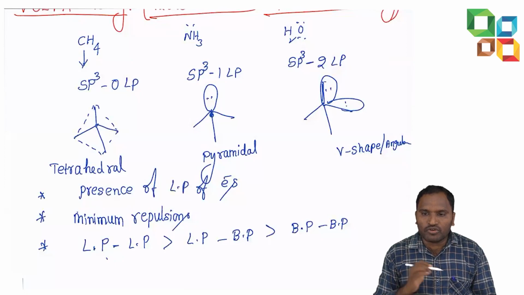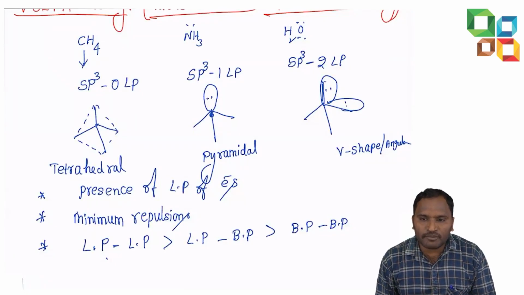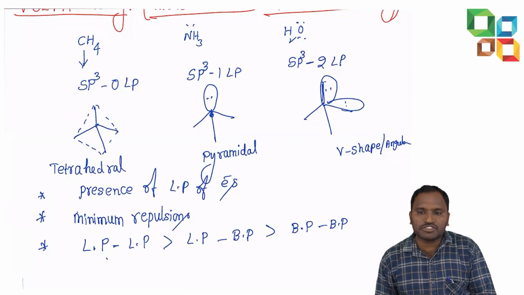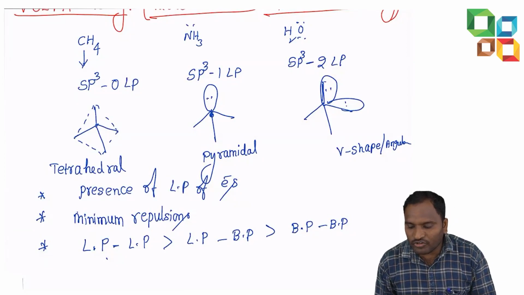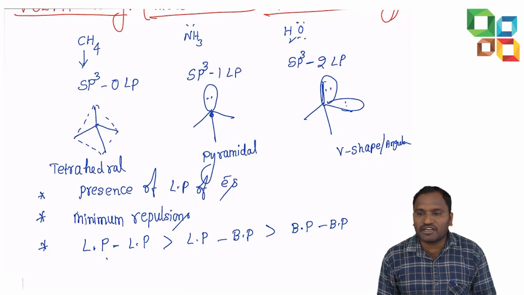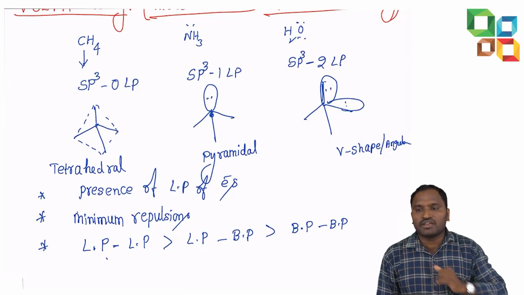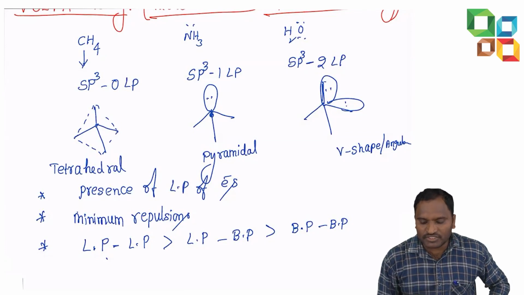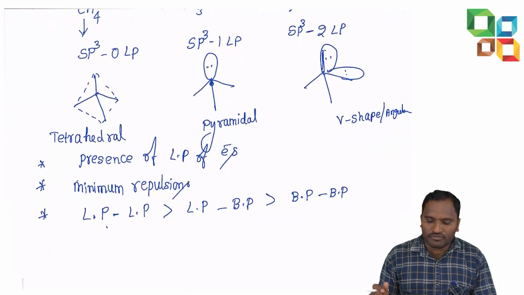So lone pair arrangement side by side we have to avoid as much as possible. We are not supposed to keep lone pairs side by side. You may get a doubt in H2O. H2O structure is tetrahedral. If you imagine the 3D structure, you will come to know the lone pairs are not adjacent to each other. This is the order of repulsions.